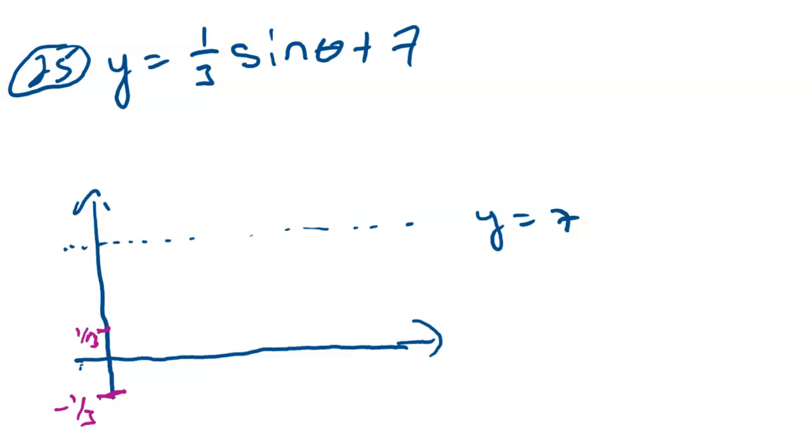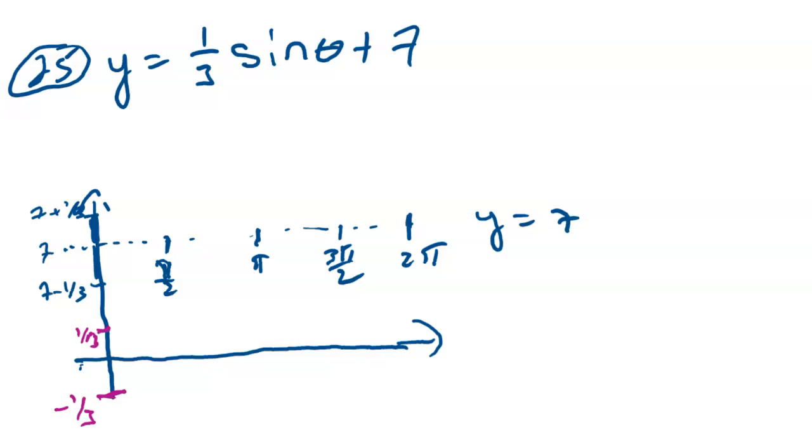If this is 7, this is 7 minus 1/3, and this is 7 plus 1/3, where these are both 1/3. But I really don't care. This is 2 pi, and this is pi, and this is pi over 2. Again, I'm assuming we're experts at graphing these trig functions before we transform them, move them up, and phase shift them, and do all that stuff.